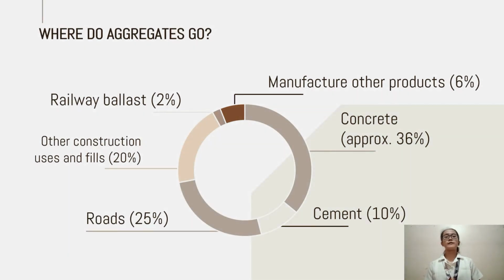In this chart, we will see where aggregates go. The largest portion of aggregates, approximately 36%, goes to the manufacture of concrete, while another 10% is used to manufacture cement, which is also used in concrete. 25% of aggregates is used for road constructions, and another 20% for other construction uses and fills. Railway ballasts consume 2% of all the aggregates, while the remaining 6% is used to manufacture other products such as glass, mortar, and use in agriculture.